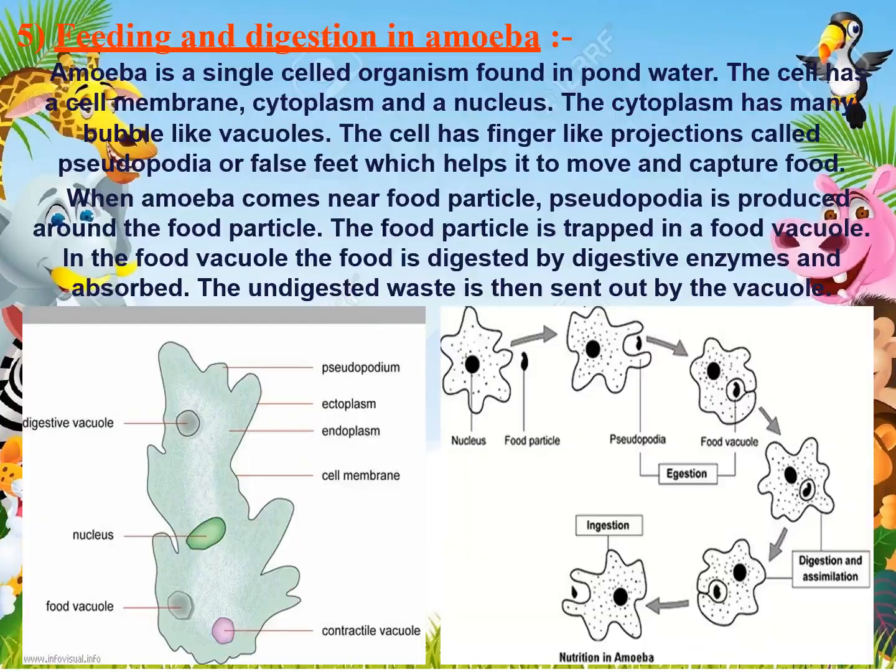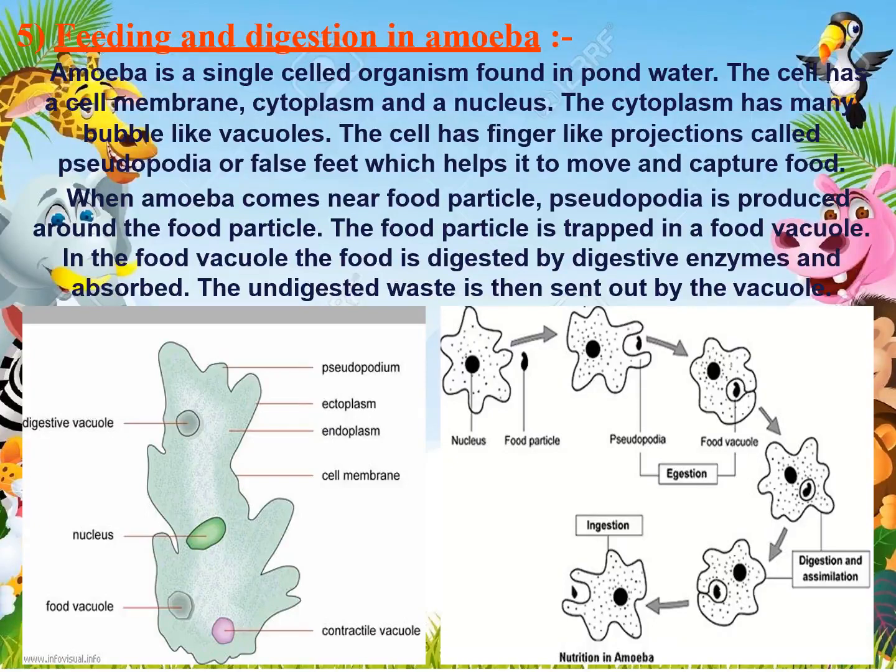Now the next one, feeding and digestion in amoeba. Amoeba is a unicellular organism, so it changes its shape and also moves with finger-like projections called pseudopodia. And it is found in pond water. It has a cell membrane, cytoplasm, nucleus. Cytoplasm has many bubble-like structures called vacuoles. And the pseudopodia, which are also known as false feet, help in movement and also capture the food particles.